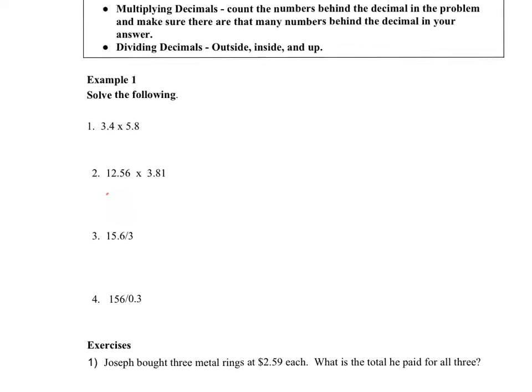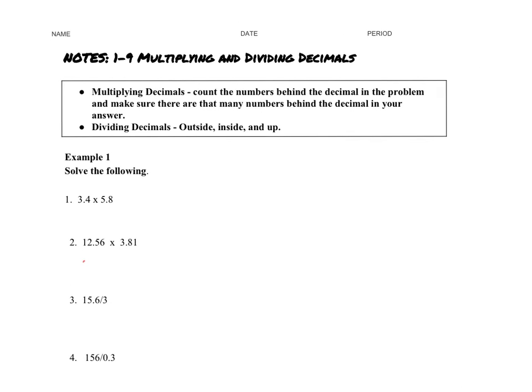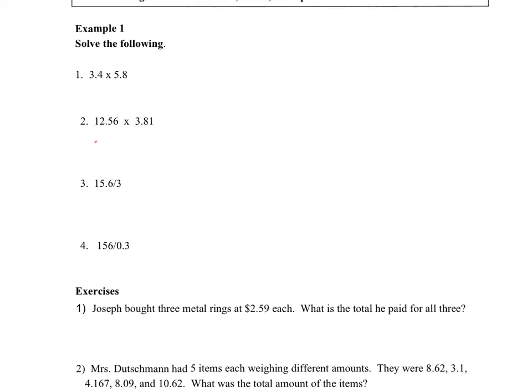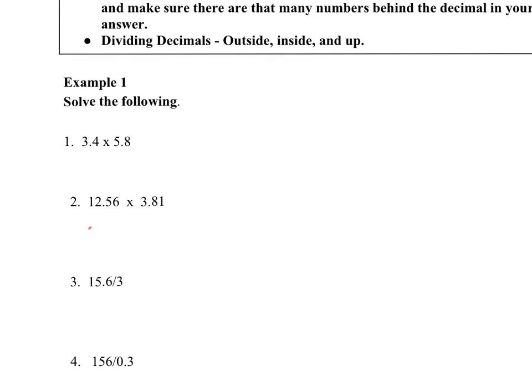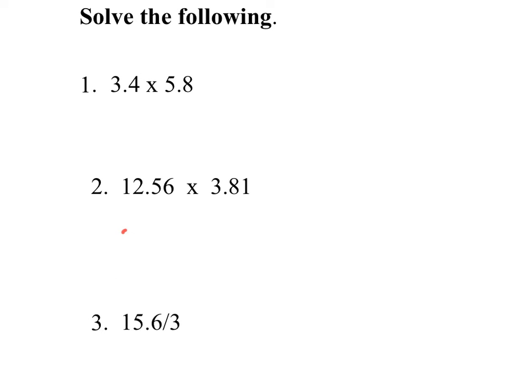Okay, 1.9 is where we're going to get started right here, multiplying and dividing decimals. For multiplying decimals, it says count the numbers behind the decimal in the problem and make sure that there are that many numbers behind the decimal in your answer. I'm going to do the first two examples because they are multiplying. So we have 3.4 times 5.8.